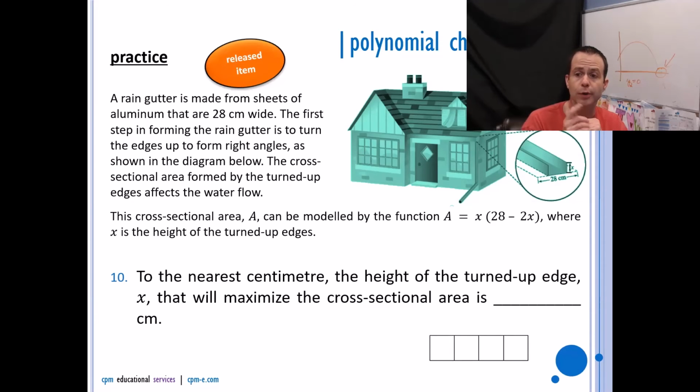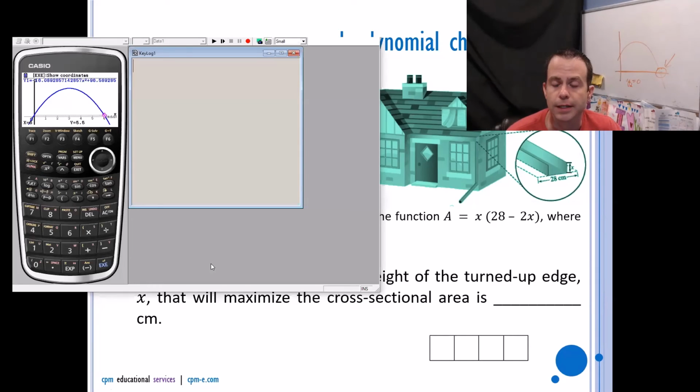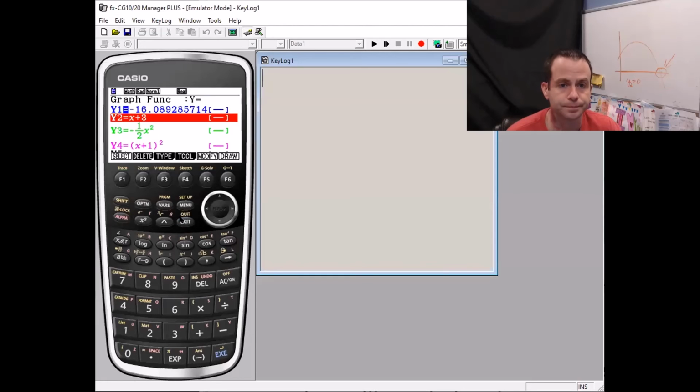Okay, so we are going to graph this and we're going to look for a maximum. Okay, I can do that with you if you like, just if that helps. So I will share. We're going to type into Y1, we're going to go x times (28 minus 2x).